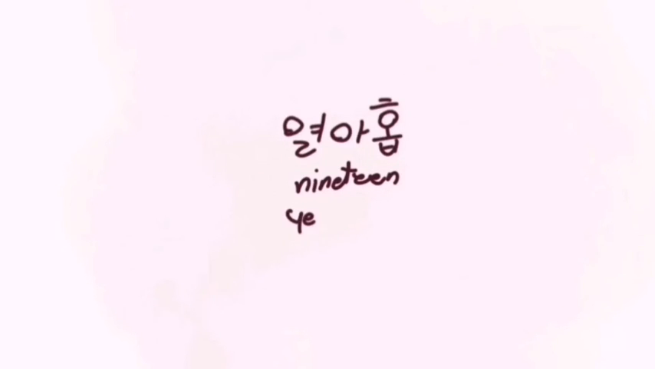The second to the last number is the number 19. That's how you write the number 19 in Korean. And this is how you pronounce it. Yol ahop. Say it again. Yol ahop.